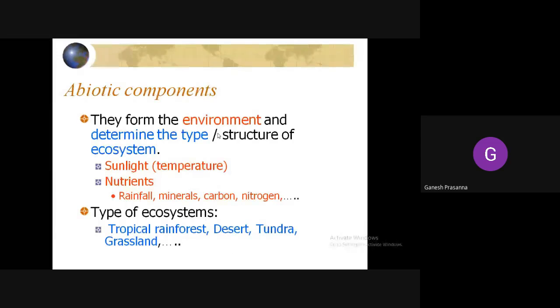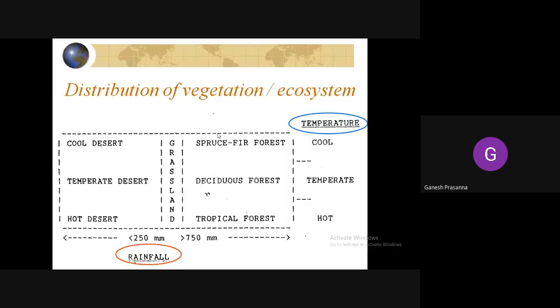Coming to the abiotic components, they form the environment and determine the type and structure of the ecosystem, like sunlight, nutrients, rainfall, minerals, carbon, nitrogen. You can see the types of ecosystem comprise the tropical rain forest, desert ecosystem, tundra, grasslands, etc. How can the distribution of vegetation or the ecosystem be seen? It is mainly based on temperature and rainfall.